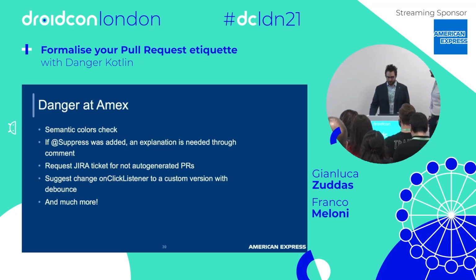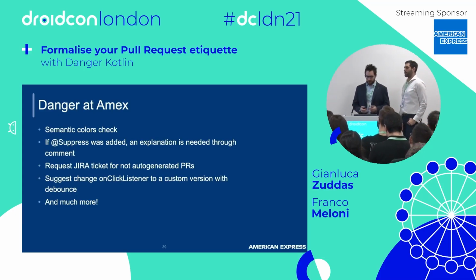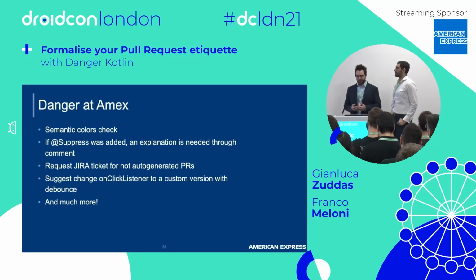At American Express, we do have Danger as well, both Kotlin and Swift. Some of the interesting checks we do, for example, check if you're actually using our semantic colors and not just the system colors. Every time a suppress is added, we also request to add a comment to say why that is being made. If a PR is not auto-generated, we request where possible to add a Jira ticket as well. And finally, where appropriate, we suggest to use our custom version of the on-click listener, which has debounce as well, instead of just using the system one.